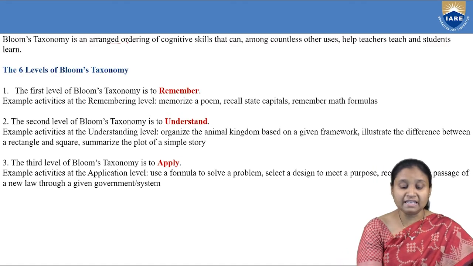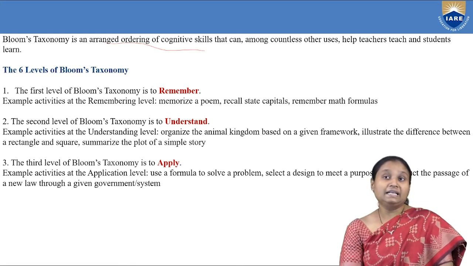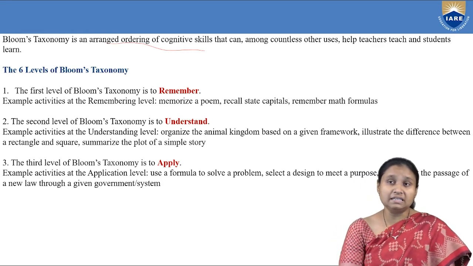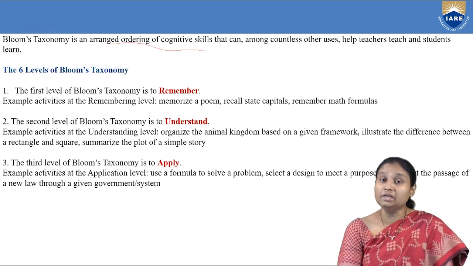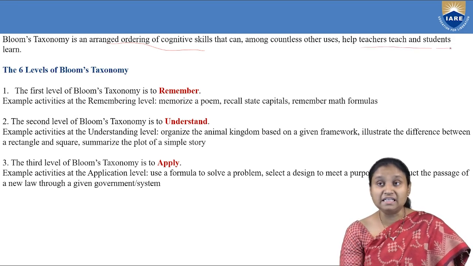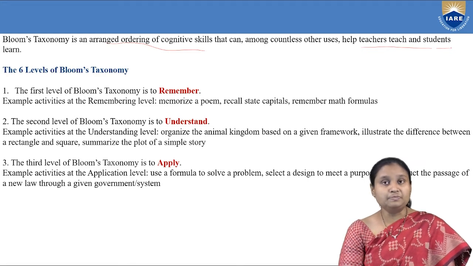Bloom's taxonomy is an arranged ordering of cognitive skills. Of course, it has countless other uses, but when we are talking about student-centric learning, it will help teachers to teach and students to learn. And Bloom's taxonomy has 6 levels.